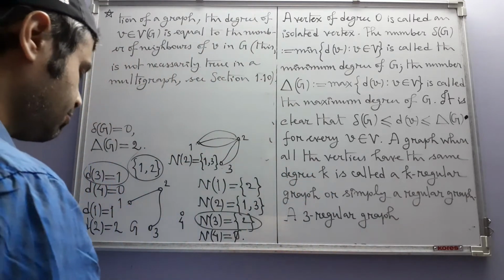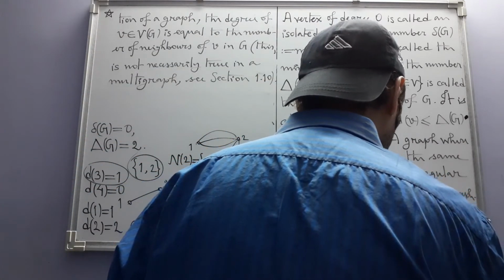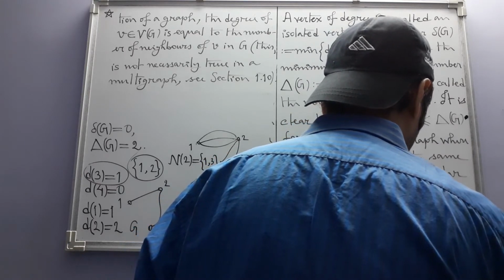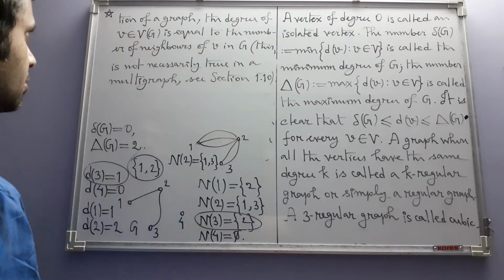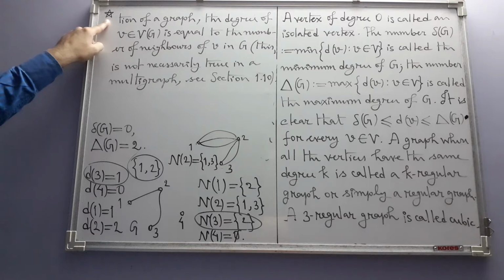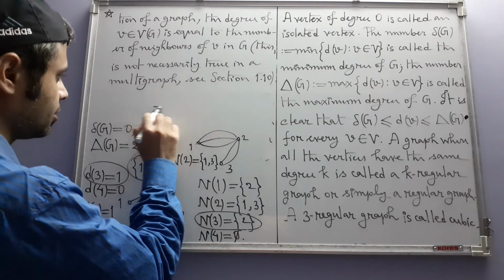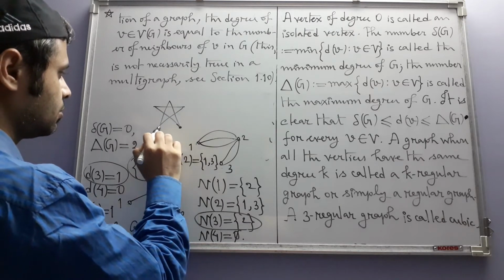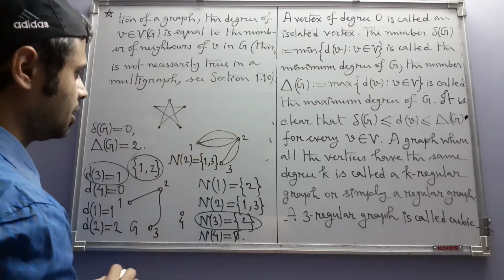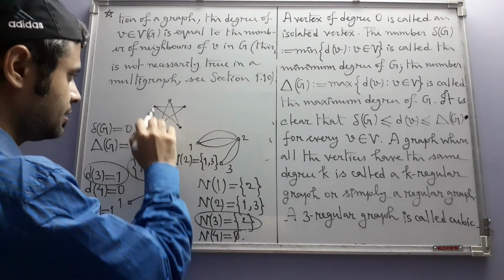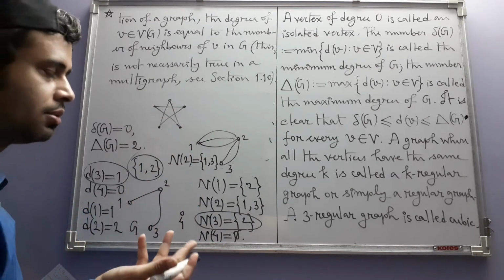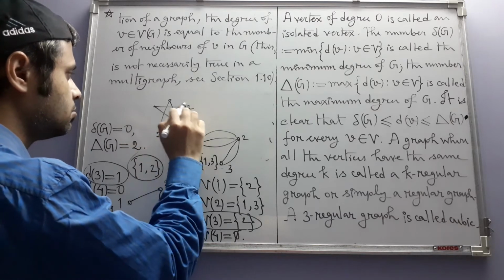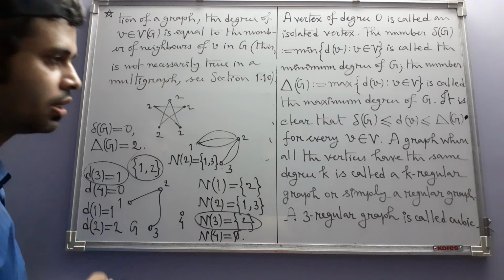A 3-regular graph is called cubic. For example, if you look at this graph, this is also a graph. The graph looking like a pentagram, where there are 5 vertices and edges are there. The edges are crossing one another. That does not matter. We have already discussed those things. Each vertex has degree 2. So it's an example of a 2-regular graph.